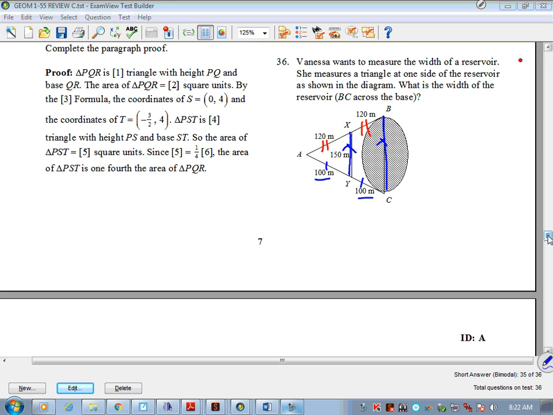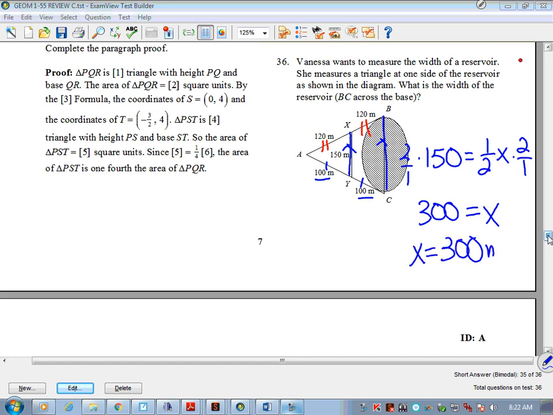All right, so what we're saying here is that 150 equals 1/2 of that length. So if I want to find out what x is, I'm going to multiply by 2 over 1. I can't divide by 1/2. Multiply by 2 over 1, so 300 equals x. And so x equals 300 meters. Okay, x equals 300 meters. All right, that's the work we're looking for there.